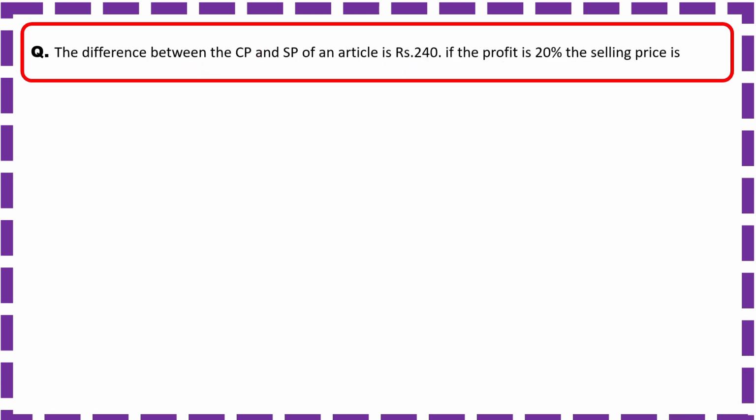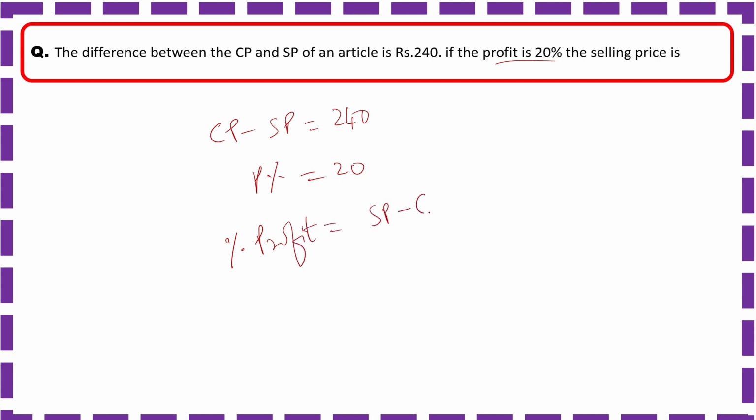The difference between the cost price and selling price of an article is rupees 240. If the profit is 20%, the selling price is? So the difference between cost price and selling price is 240 rupees, right? And we also know the profit percent, which is 20. We are asked to find the selling price. So percentage profit is equal to (selling price minus cost price) by cost price. With reference to the cost price, we take the profit percentage or loss percent, not the selling price. We know this difference to be 240, right?